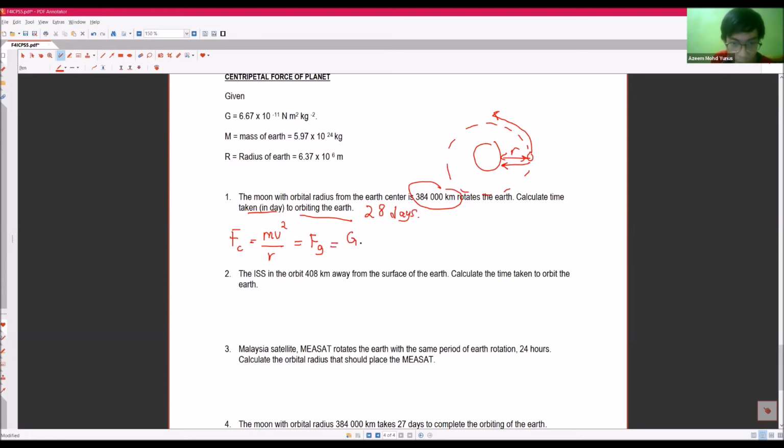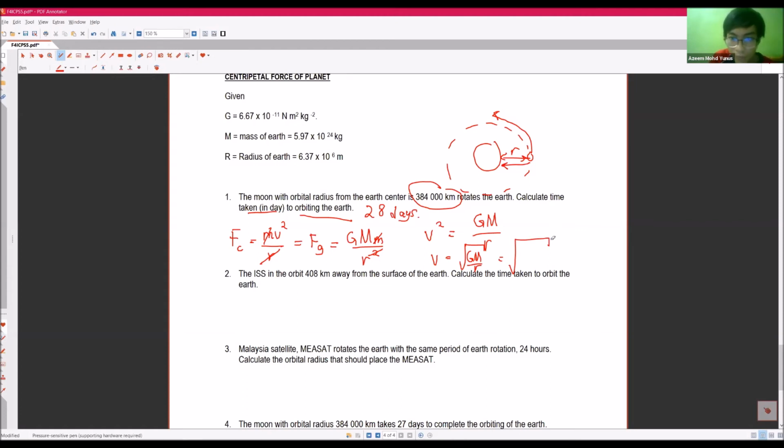So mv squared over r equals GMm over r squared. So how are we going to do that? We need the v squared. We can cancel out m here, and then we can cancel out r as well. So the v squared is equal to big G, big M over r. And then v is equal to the square root of GM over r. So this is the linear speed formula.